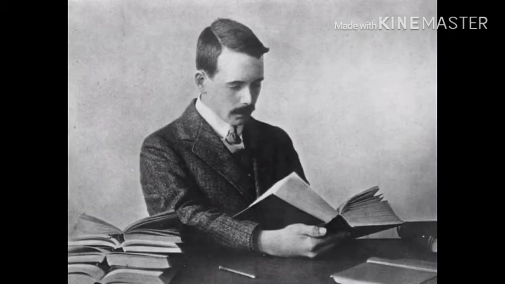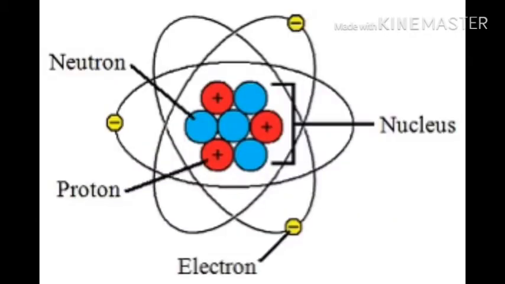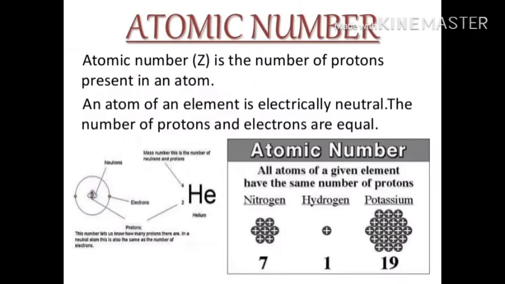H.G. Moseley used X-rays to determine the charge of the nuclei of most atoms. He wrote that the atomic number of an element is equal to the number of protons in the nucleus. This work was used to reorganize the periodic table based on atomic number instead of atomic mass.